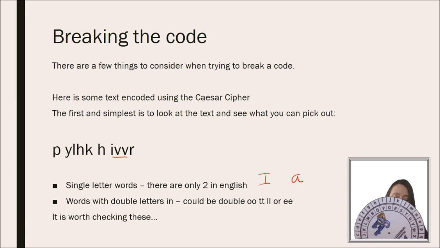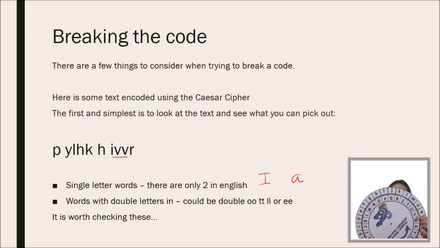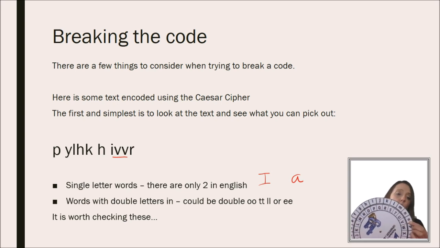What about the V's? Let's have a look. Well, the V's are here, and they line up with the letter O, which would mean that that double V is in fact a double O.